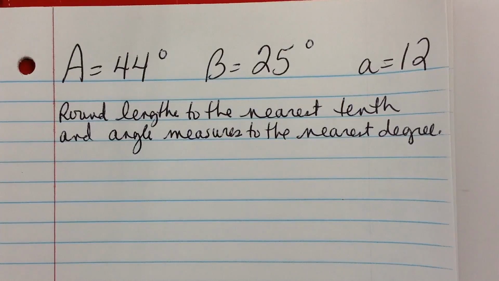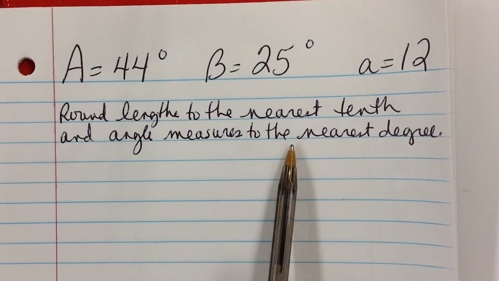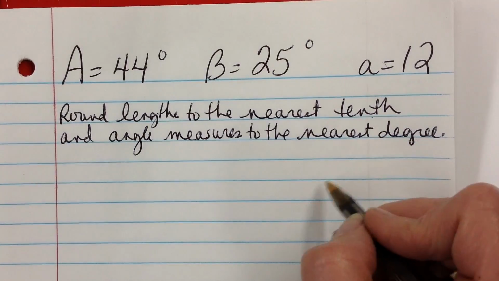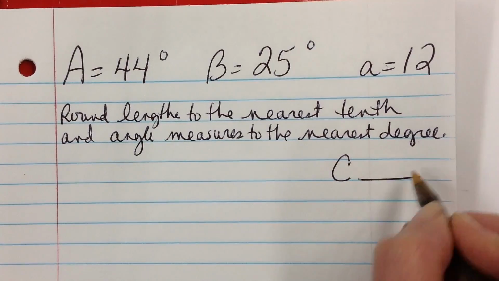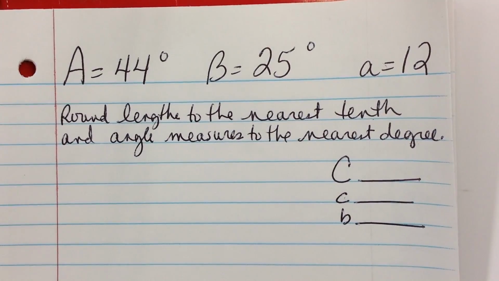Since I know that I have two angles, I can find the third angle of this triangle. And it says round lengths to the nearest tenths and angle measures to the nearest degree. So we're going to be finding the missing sides. We know that we need angle C, and we need side C and side B. Those are our three unknown values.